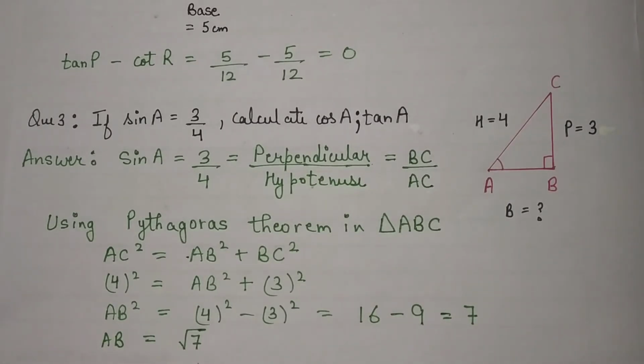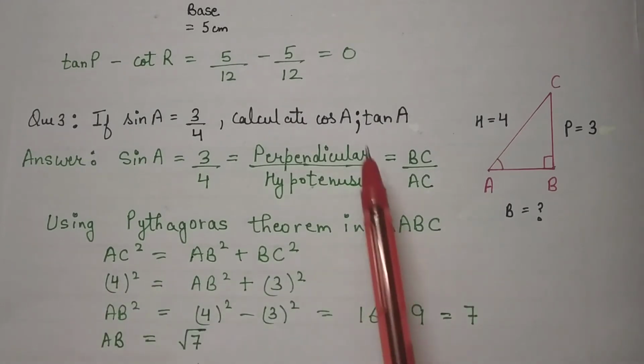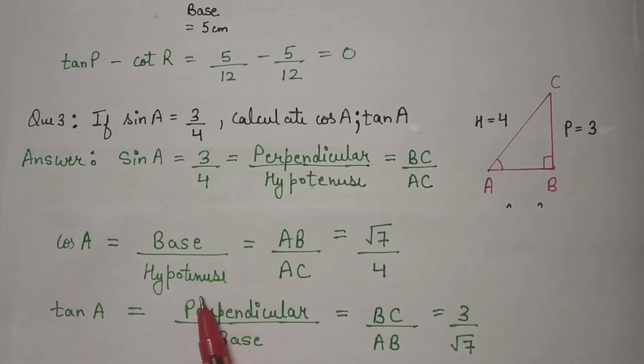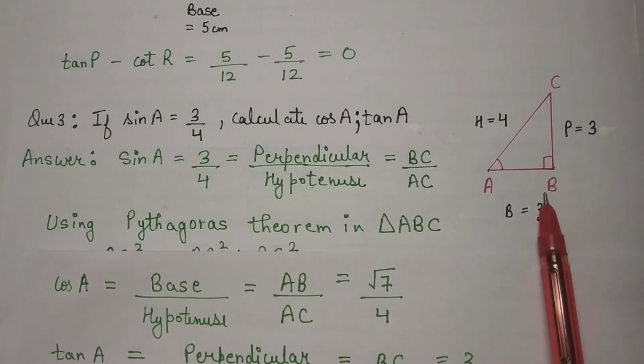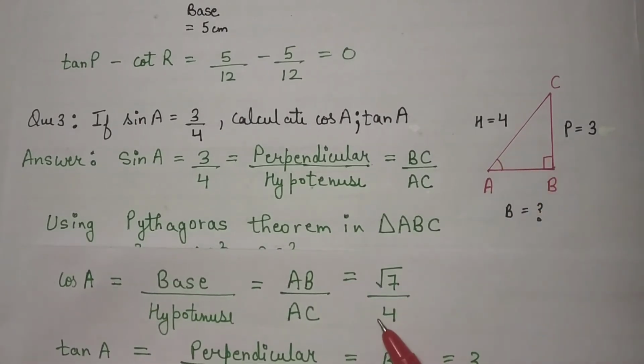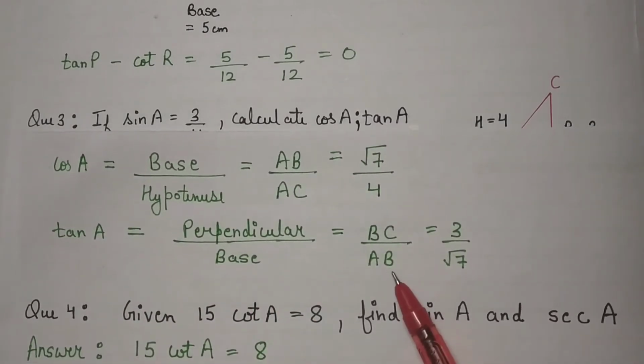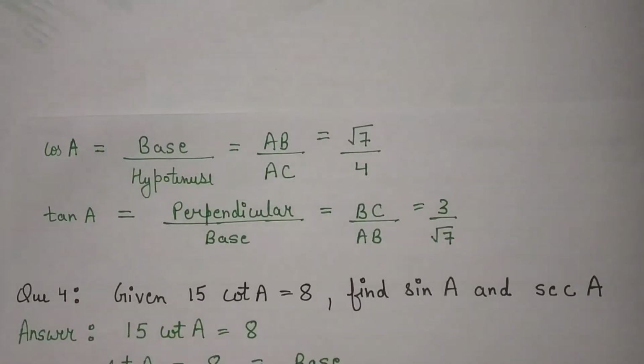Next thing is cos A and tan A. Cos A we need to find, so base by hypotenuse. Base is AB, which we have got as root 7, by hypotenuse AC, 4, so root 7 by 4. Tan A is perpendicular by base, so BC by AB, which is equal to 3 by root 7.